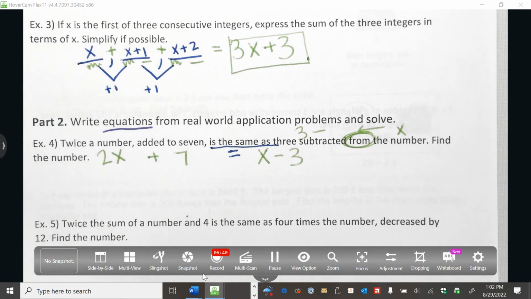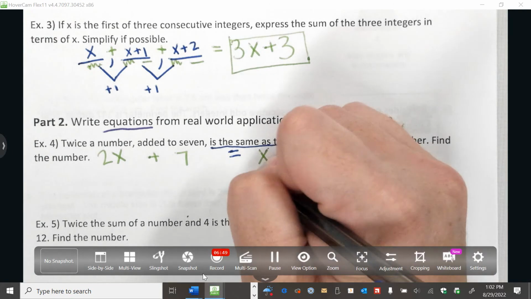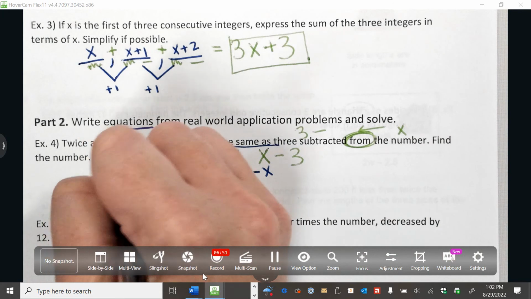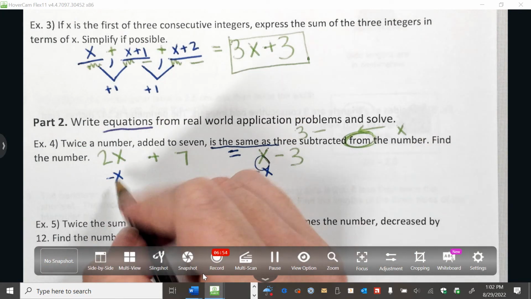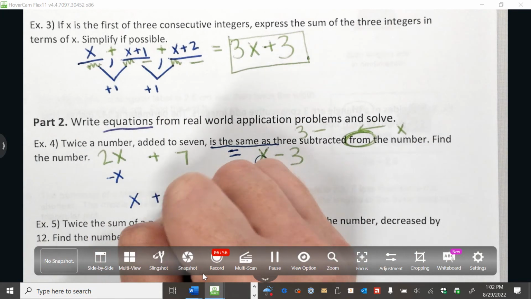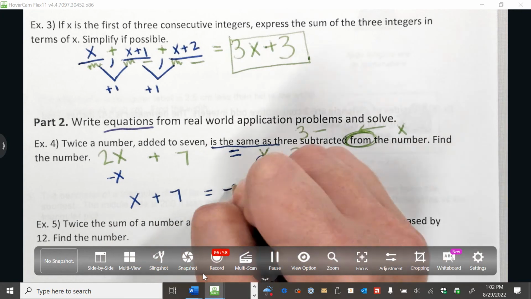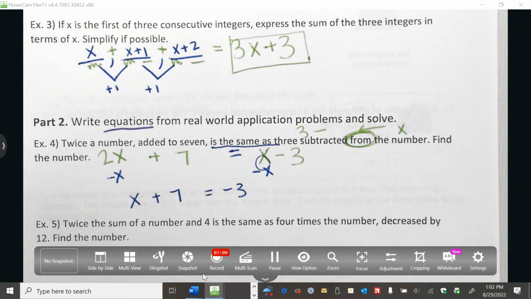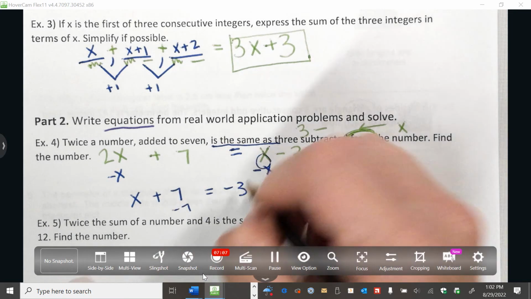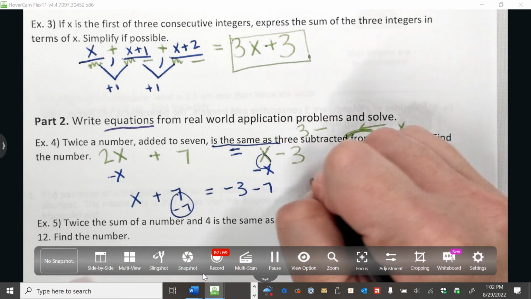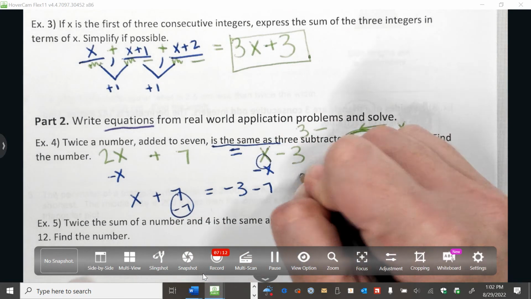Now can I solve it? Yeah, so what do I do? Yeah, which one do you move? Yeah, I always like to move my smallest x. Technically, you can move anything, and it'll give you the right answer. This zeroes out, and I get x plus 7 equals negative 3. Now what? How do I move the plus 7? And I get x equals negative 10.